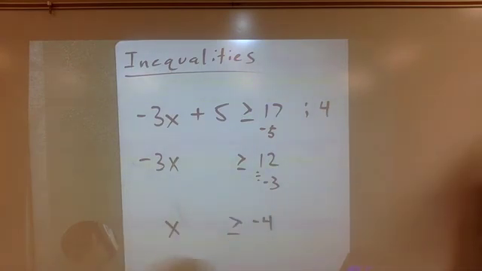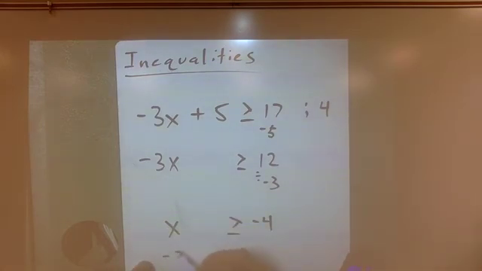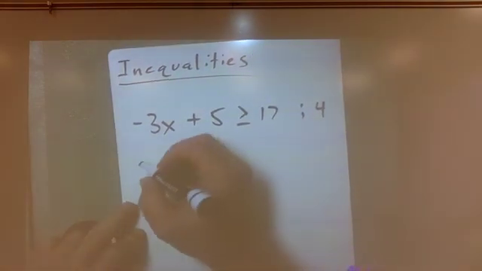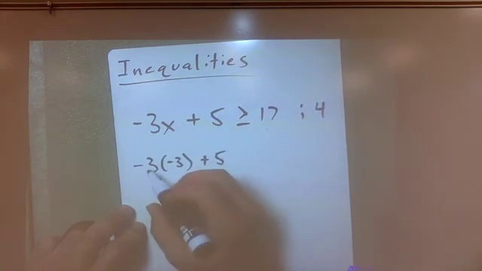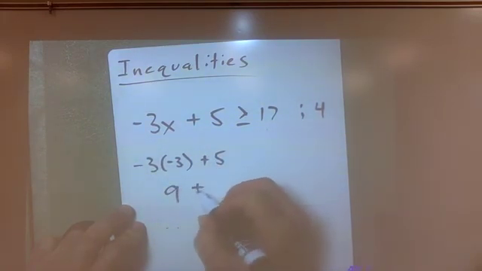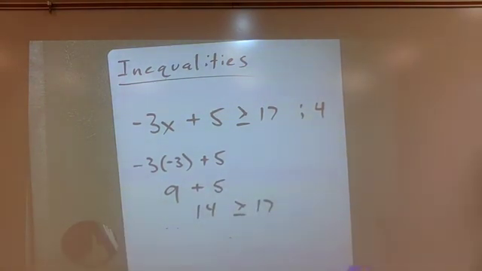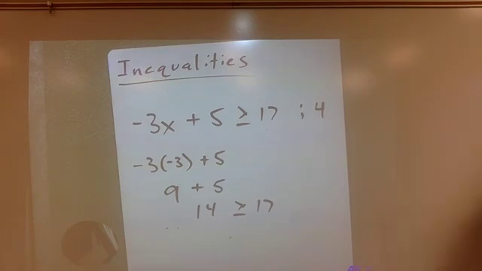So if this statement is true, if we did our math right, we should be able to substitute in a negative 3 for x, because negative 3 is greater than negative 4. Now you substitute in a negative 3 for x, and we're saying negative 3 is greater than negative 4. That's true, so let's put a negative 3 in for x here and see what we get. If we put a negative 3 in for x, we get negative 3 times negative 3 plus 5. Negative times a negative is a positive. So we get 9 plus 5 is 14. And we're saying that 14 is greater than or equal to 17, and that is not true. 14 is smaller than 17. It's not greater than 17. So it doesn't work.